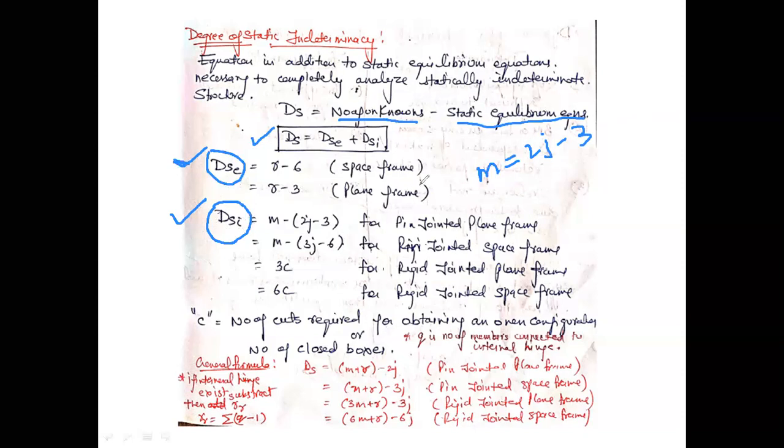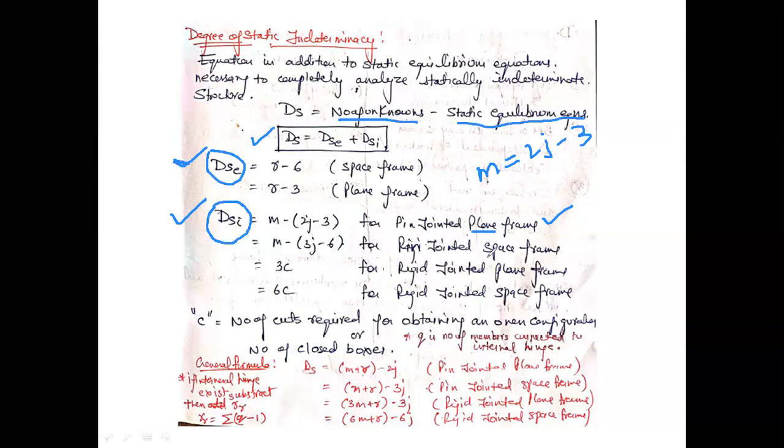This equation is the one we discussed in the previous lecture, which needs to be satisfied in order to get a determinate structure. When M comes to this side, it becomes M minus (2J minus 3), and the difference will give the degree of static internal indeterminacy. So this will be M minus (2J minus 3). This equation will give the value of static internal indeterminacy for a pin jointed frame, or a pin jointed plane frame.